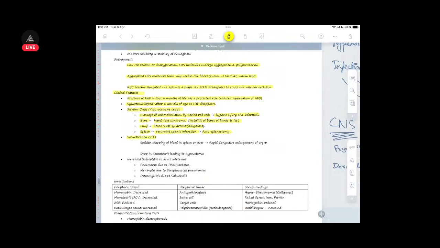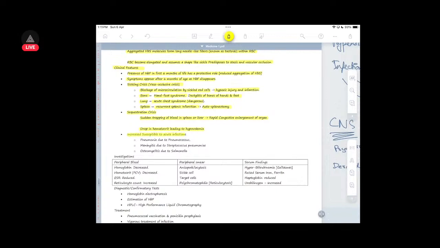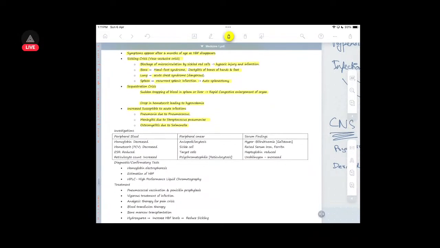Sequestration crisis: you can have sudden trapping of blood in the spleen or liver leading to rapid congestive enlargement of the organ. You can have a drop in hematocrit leading to hypovolemia. So increased susceptibility to acute infections is seen: pneumonia due to pneumococcus, meningitis due to the same, and osteomyelitis due to salmonella.